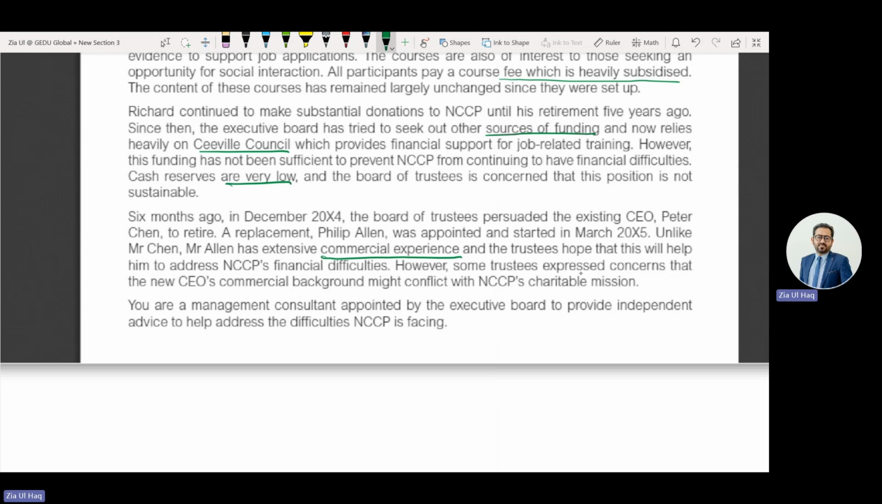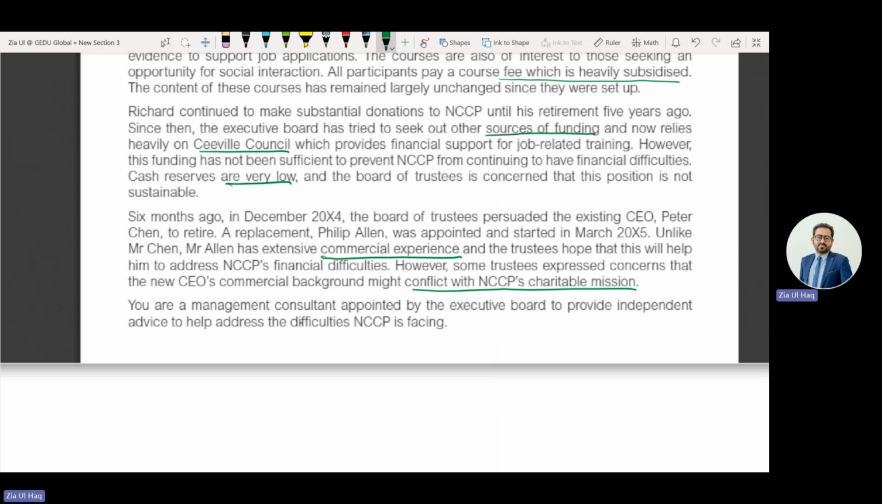However, some trustees expressed concern that the new CEO's commercial background might conflict with NCCP's charitable mission. Because running a not-for-profit organization is something different than running a profit-making organization. In a not-for-profit organization, you need to focus on people. You need to run the organization with the support of people. While in a profit-making organization, you care about your targets, your sales, your profitability.